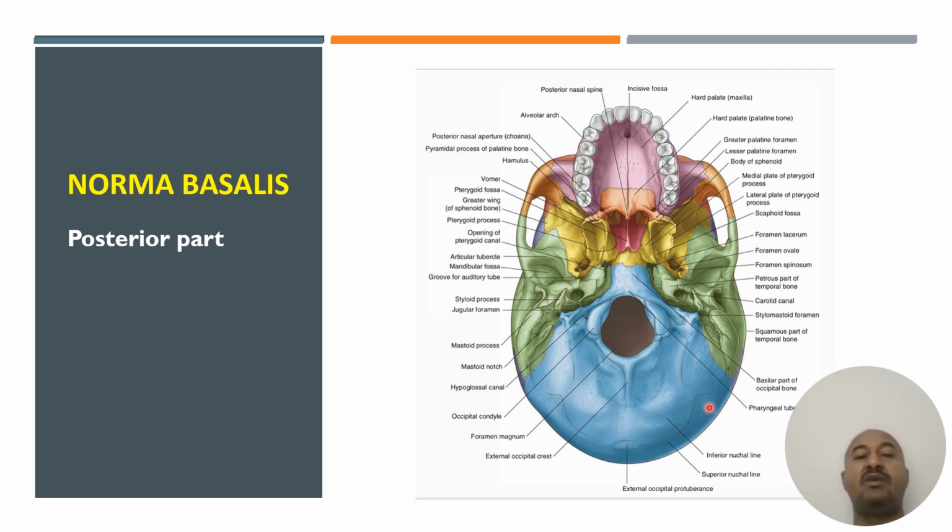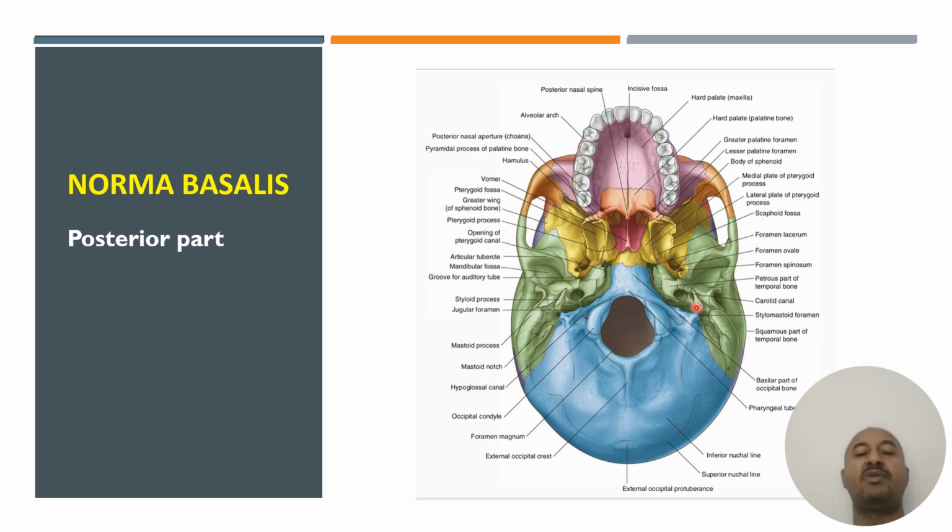We have the occipital condyles, which are here, this one and this one, and these are very important for forming joints with the atlas, which is the first cervical vertebra. This joint is very important for the movement of the neck, responsible for the nodding movement of the neck. We also have the hypoglossal canal here and here, passing the hypoglossal nerve.